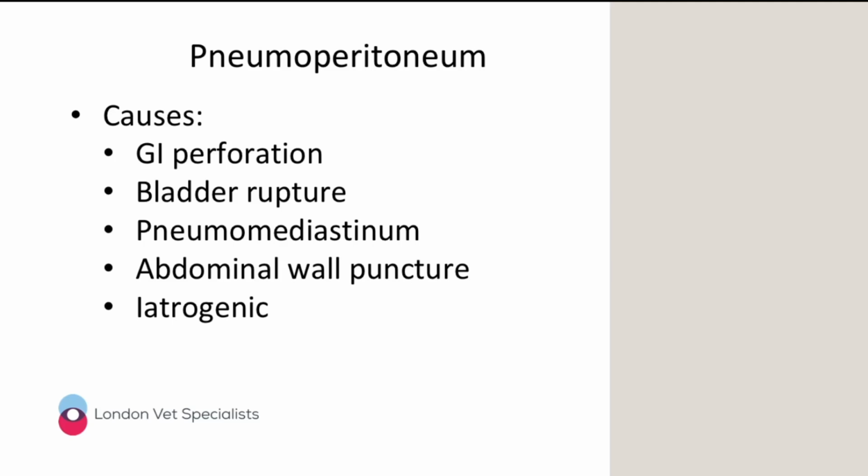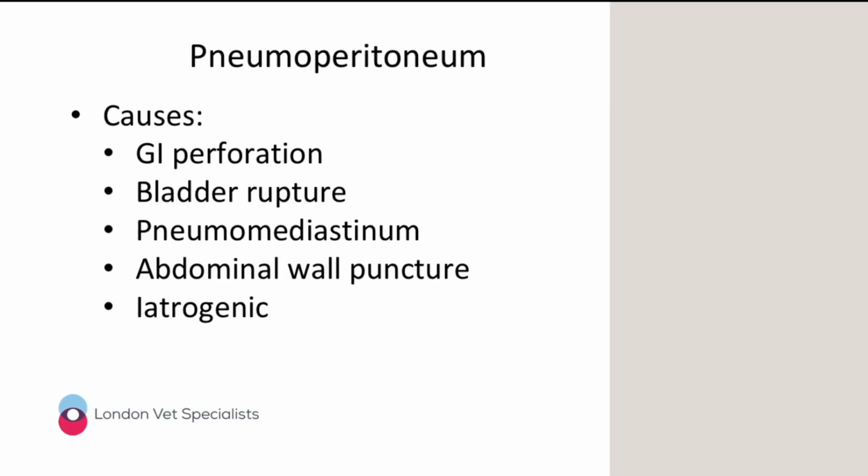If it's not internal air that's got out, it's external air that's got in, that's usually secondary to some sort of penetrating injury. So it could be a dog bite or a cat bite, or any other sort of penetrating injury. So dogs sometimes manage to skewer themselves on stakes and poles. Usually if it's external air that's got in, it's a little bit more obvious based on the signalment and the history. There are a few other things that can cause pneumoperitoneum.